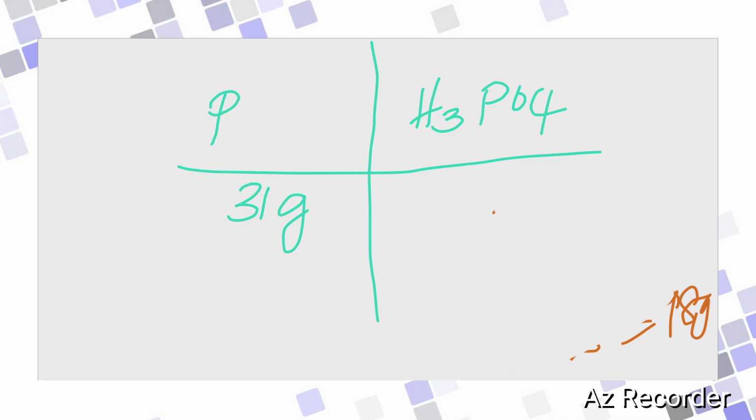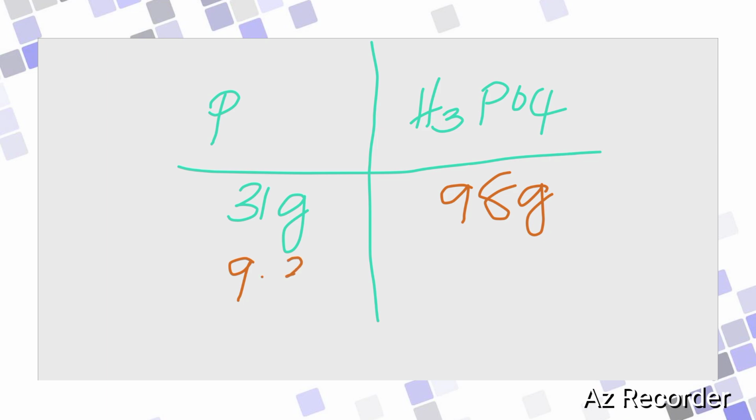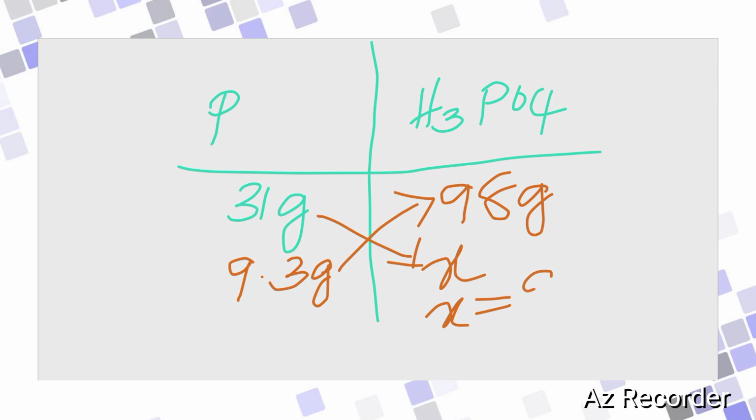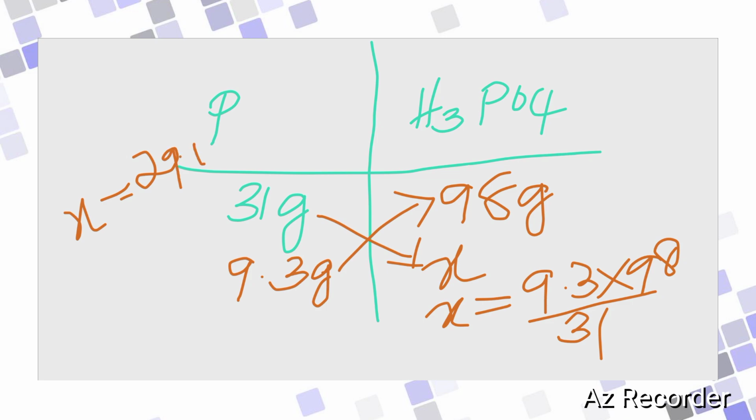So when RMM of phosphorus reacts, we get RMM of phosphoric acid. That means 98 grams is obtained. So we need to calculate, when 9.3 grams reacts, the mass of phosphoric acid formed. It's just enough to cross multiply. So x will be equal to 9.3 into 98 divided by 31. Upon solving, you will get 29.4 grams. So the mass of phosphoric acid formed is 29.4 grams.